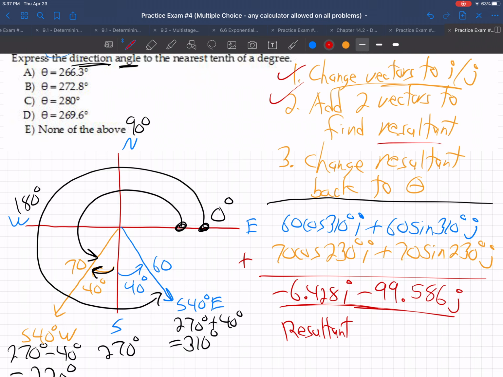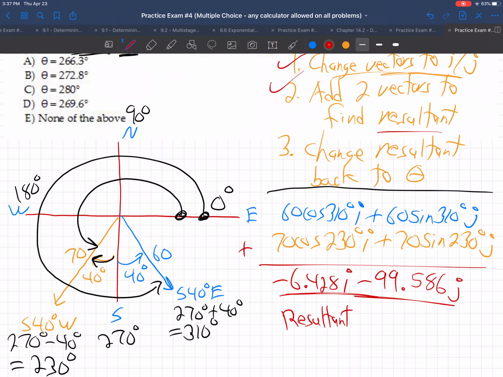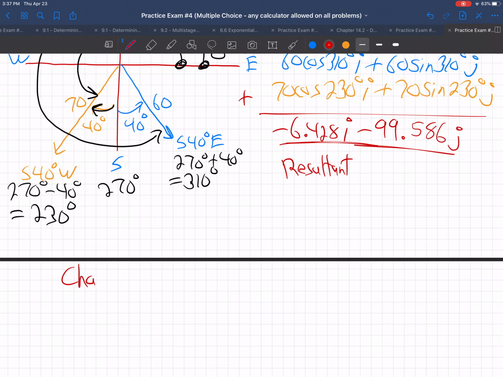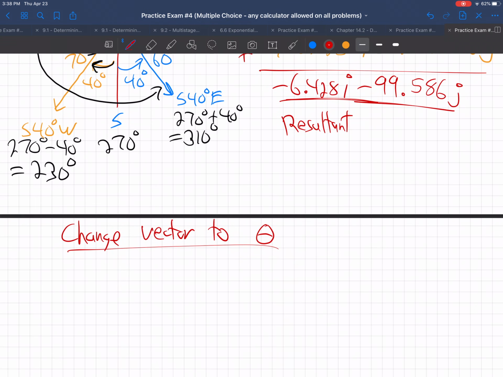We found the resultant. Now comes the real hard part. Most people can get to there okay. Here's where a lot of students are confused. How do we change that resultant to an angle? Change a vector to an angle theta. How do you find the angle? Math Excel does a bad job of explaining this on the Show Me an Example. And so I need to give you the whole process here.